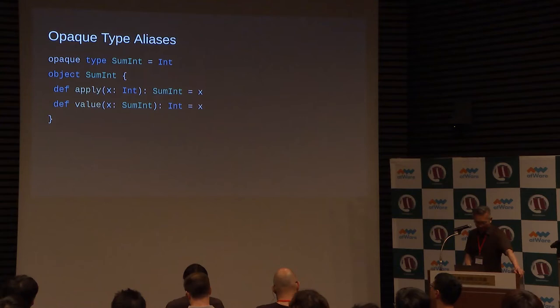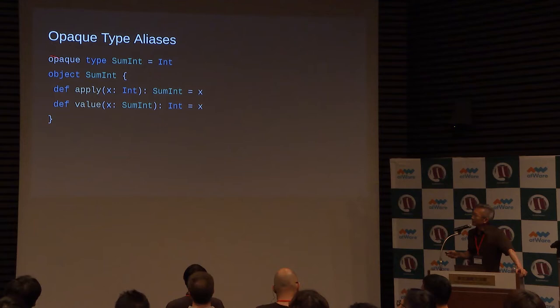Opaque types. Oh, this is nice too. This is like Haskell's newtype. So we can define an opaque type, say SumInt, which is a type alias to Int. But this is opaque. So it used to be that you need to define this in the companion object, SumInt's companion object, where it's treated by the compiler as Int. So you can call apply with an Int. It'll return you a SumInt, but basically it's just x because it's the same thing.